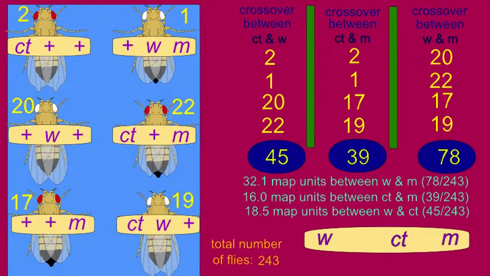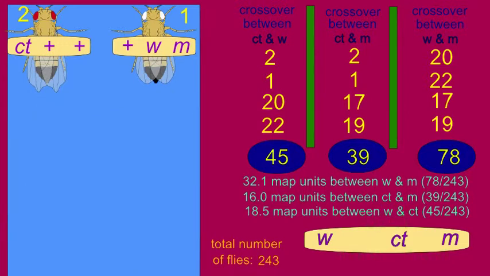A discrepancy becomes apparent. The sum of the map units between white and cut, which is 18.5 map units, and cut and miniature, 16 map units, is 34.5 map units, and this is greater than the value calculated between white and miniature at 32.1 map units. The reason for this is that we did not include the double crossover events in our calculations.